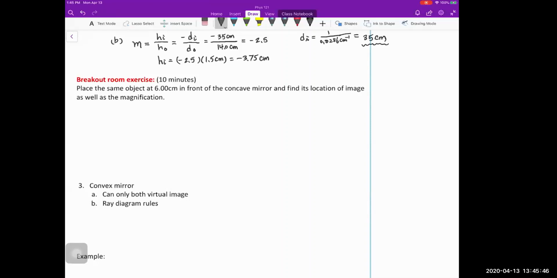But you can estimate. I'm not going to ask you to draw precisely, but you can at least show whether it's going to be larger or smaller, or whether it's going to intercept at the front or on the back of the mirror. As long as we get which side and whether it's bigger or smaller, it doesn't have to be exact.